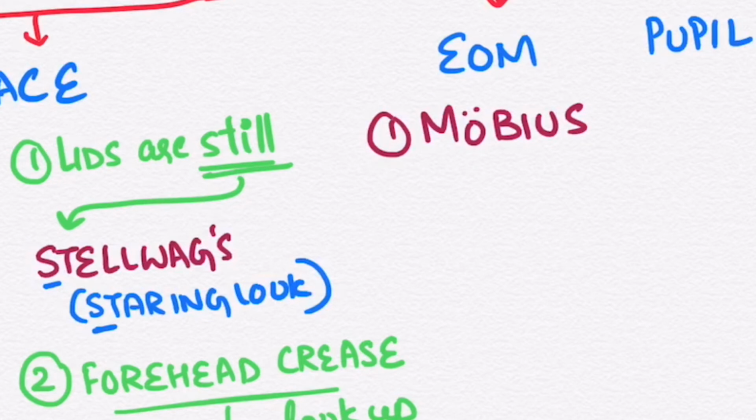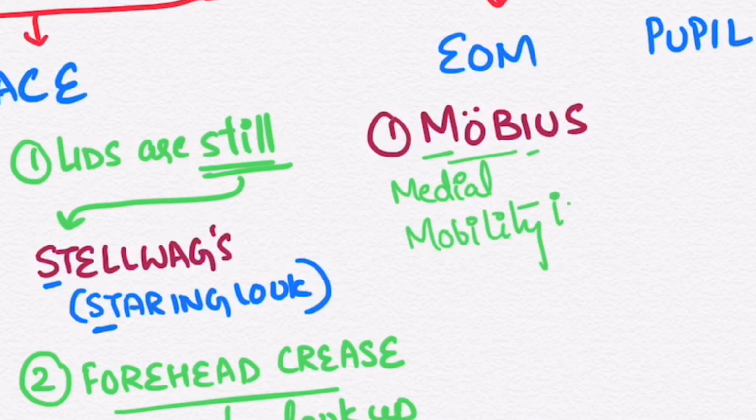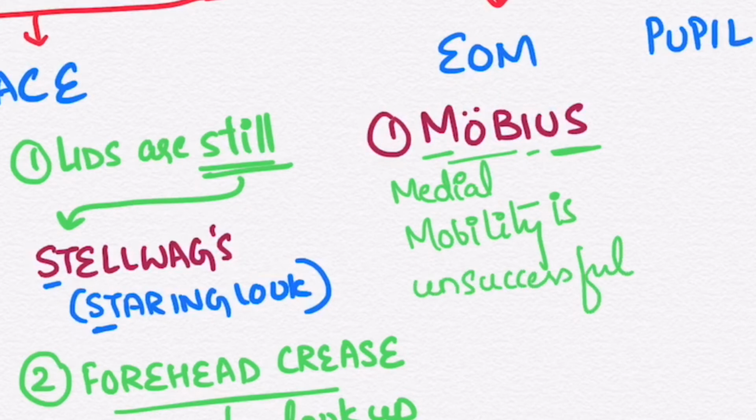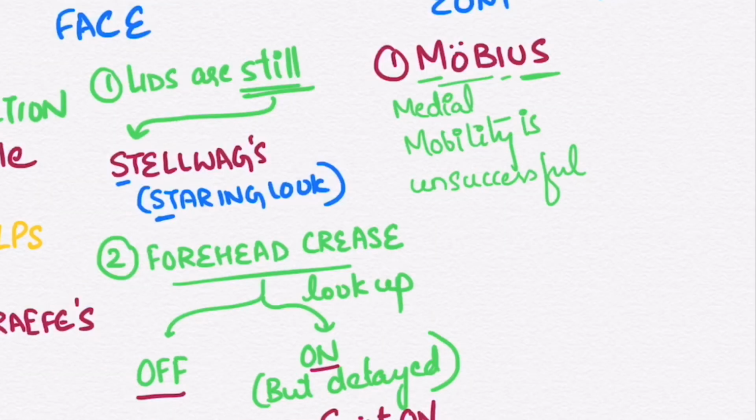Coming on to our next set of signs, that is the extraocular muscle sign. The first one is Mobius sign. From the word Mobius itself, we can derive out what it stands for. That is M is for medial, Mob is for mobility, I is for unsuccessful. Here medial mobility is unsuccessful. What does that mean? It means that there is a difficulty in convergence for the patient.